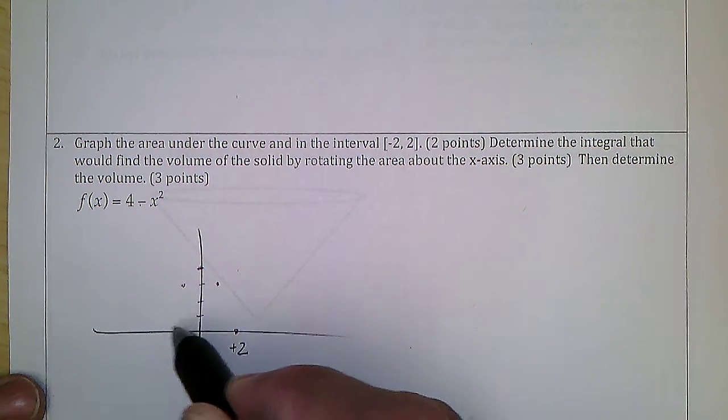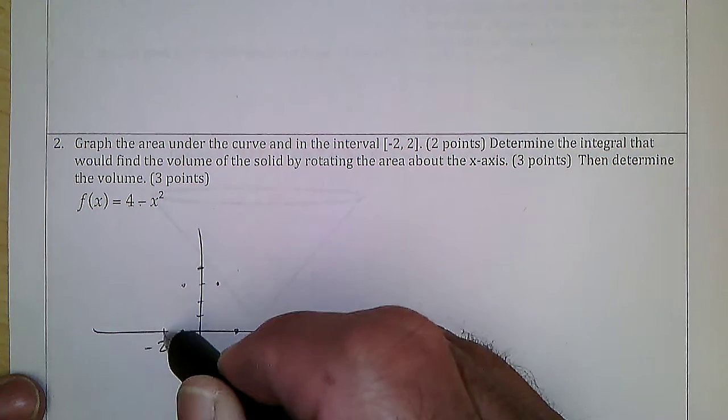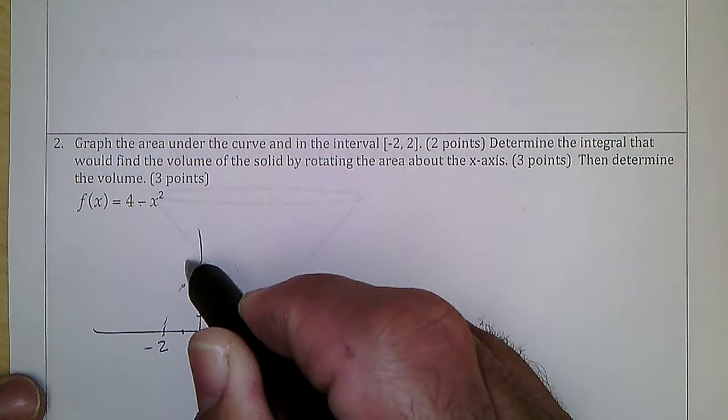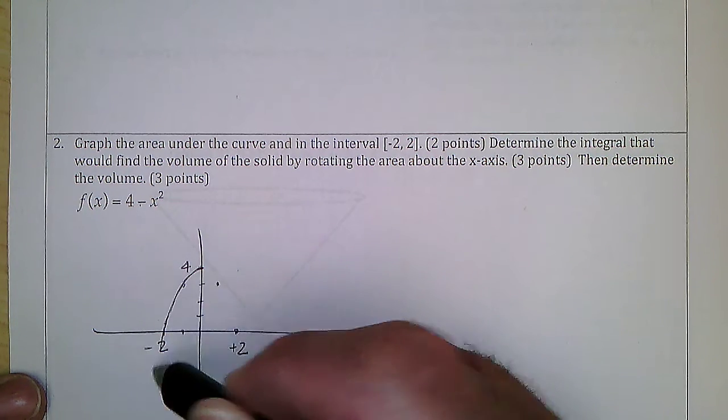So it hits at 2, intersects at minus 2, and has a height of 4. And I really want you to put units on your graph.